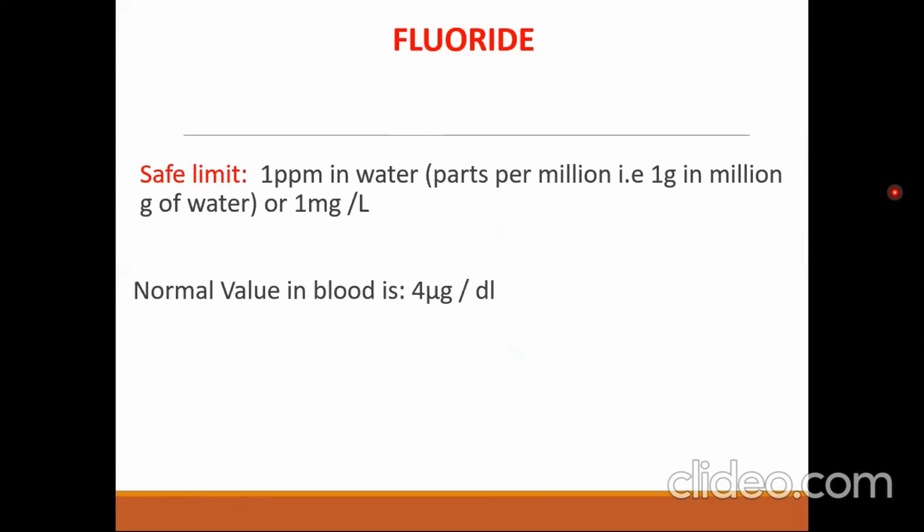So the normal level of fluorine in blood is 4 microgram per deciliter. The safe limit of fluorine is 1 part per million in water.